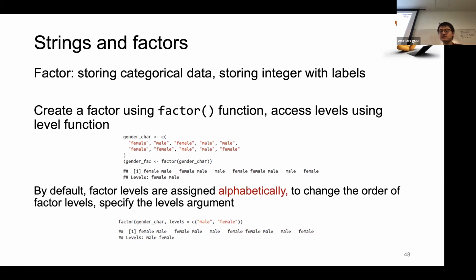But you can actually manually design the order by yourself, simply by putting a level order into the levels argument. You can put whatever order you want: male first and female second, or female first and male second. So you can really control the order of the factors. Usually factors are quite useful in data visualization. For example, if you're plotting a bar plot and you want some bars ahead of another group of bars, you can just play with the factor levels to make it happen.